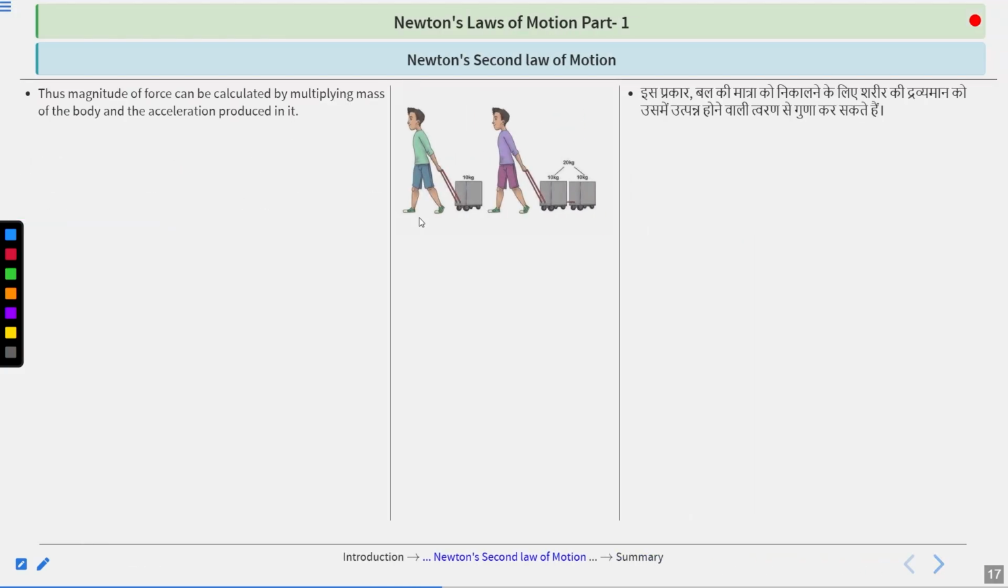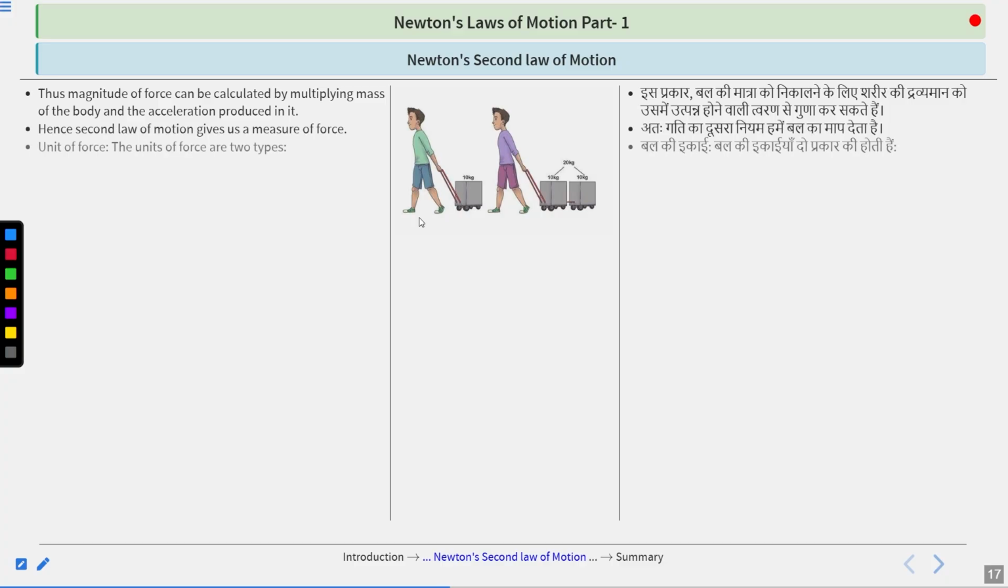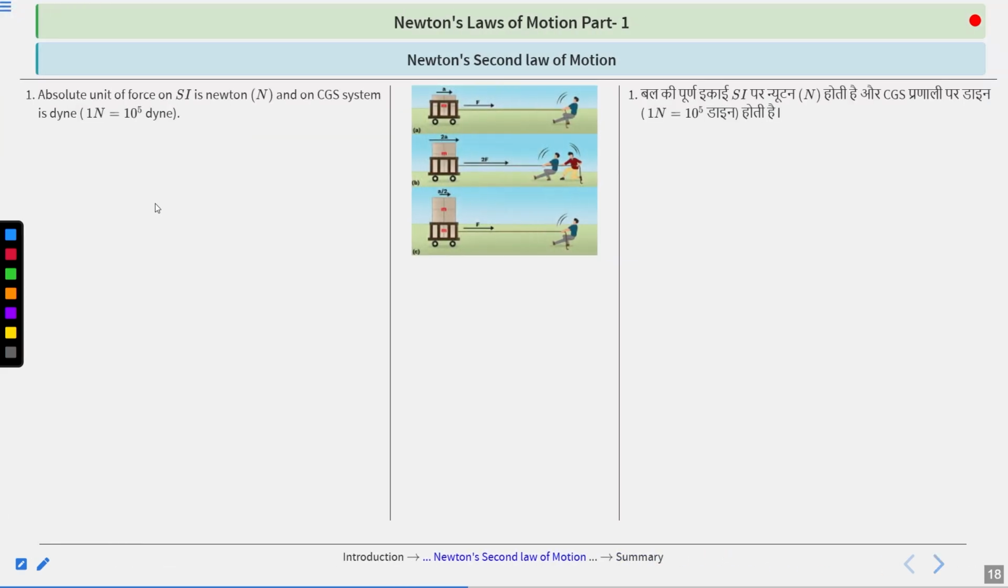This magnitude of force can be calculated by multiplying the mass of the body and the acceleration produced in it. Hence, the second law of motion gives us a measure of force. The force units are of two types: absolute units, first type, and gravitational units, second type. The absolute unit of force in SI is the Newton, N, and in the CGS system it is the dyne. 1 Newton is equal to 10 to the power 5 dyne.